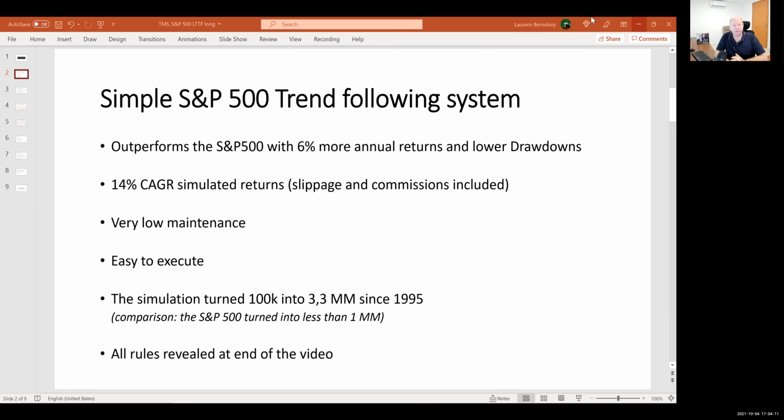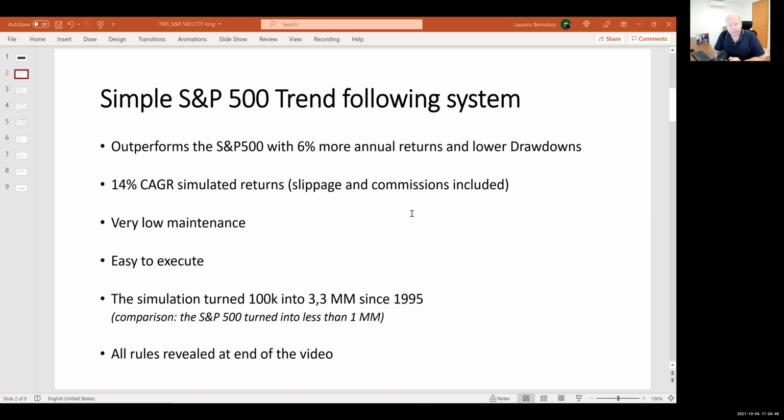It's easy to execute. And the simulation turned 100K into 3.3 million since 1995. And compare that to the S&P 500, which turned into less than 1 million. And what you see is that 6% more annual return, how much the power of compounding is helping you there. So all rules will be reviewed at the end of this video. So let's go to the next page.